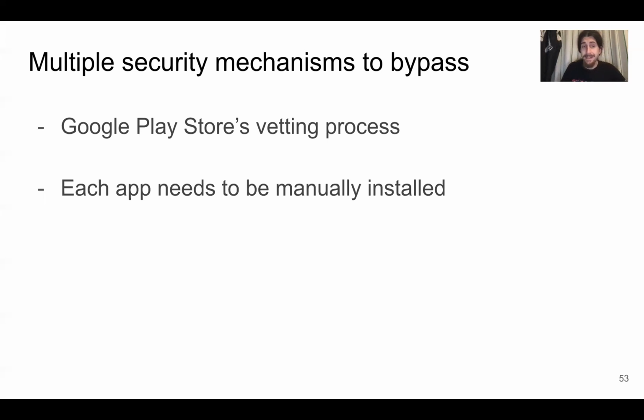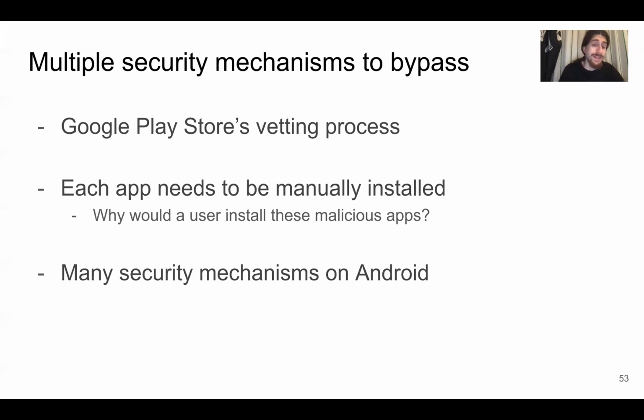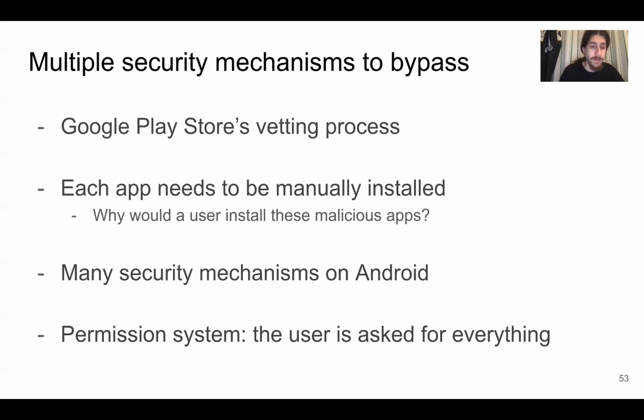The other thing is that even if the app is on the Play Store, each app needs to be manually installed. So unless the user installs it, the app cannot get onto the phone. Why would the user install a malicious app? Then once the app is on the phone, there are still many security mechanisms that try to prevent abuse. And last, there is a permission system, as we know. In this permission system, the user is asked for everything. For every possible very sensitive activity, the user needs to say, yes, I'm okay with it.